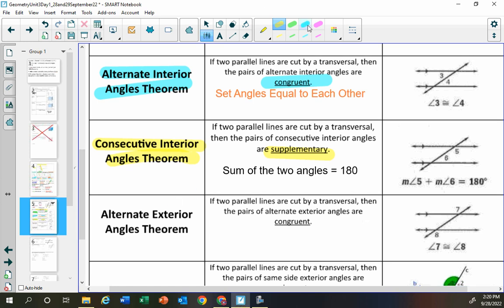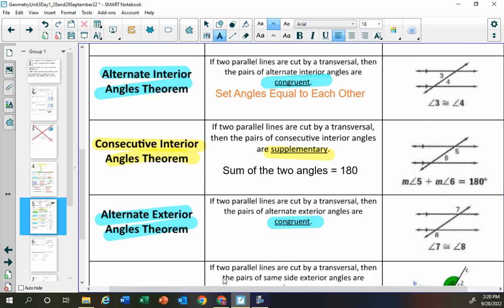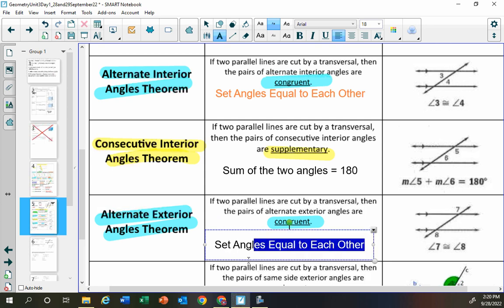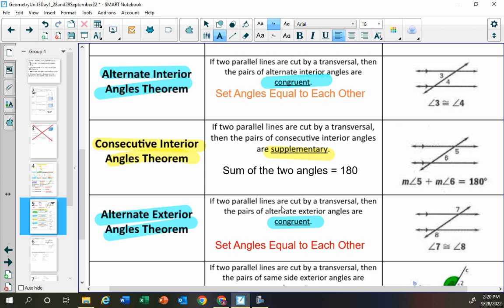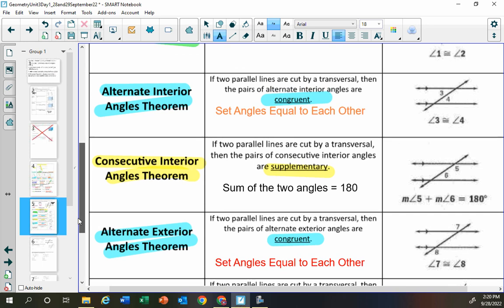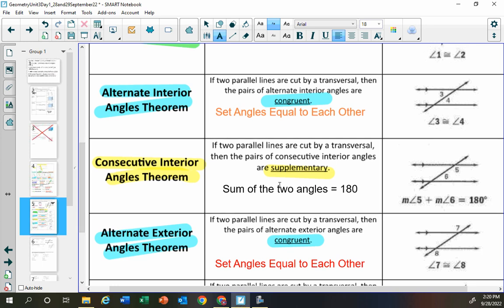And the alternate exteriors. They're congruent. So you need to set those angles equal to each other. Now these are the main four we're going to deal with. So 3 out of 4 times they're going to equal each other. And maybe that one time they're going to add up to 180.